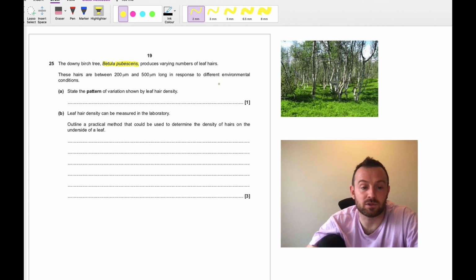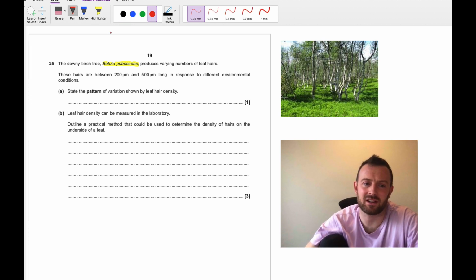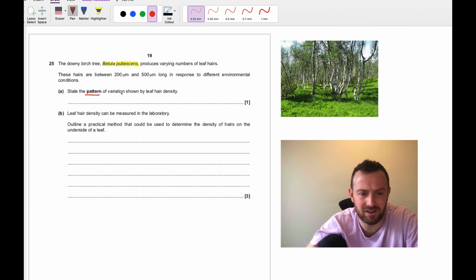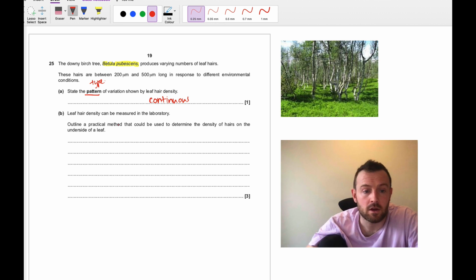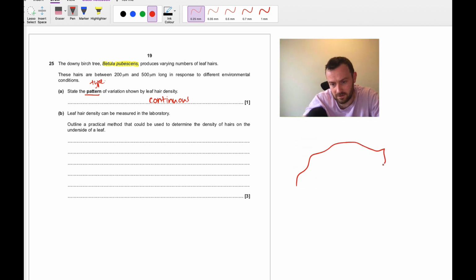In response to different environmental conditions, state the pattern of variation shown by leaf hair density. Now this is a weird question. I think I know what it's getting at, but it's pretty weird. The pattern of variation, I would probably say type of variation. And I think it's trying to say continuous. Because leaf hairs, in terms of their density and how many hairs per square millimeter, you could have 100 hairs, 101 hairs, 102 hairs. It is continuous. It's not going to be discontinuous for sure. Okay, so if we wanted to measure the leaf hair density, imagine if we had a leaf like this.